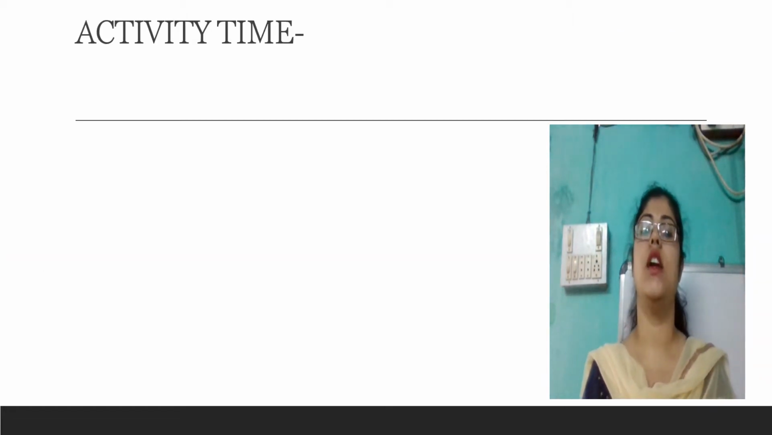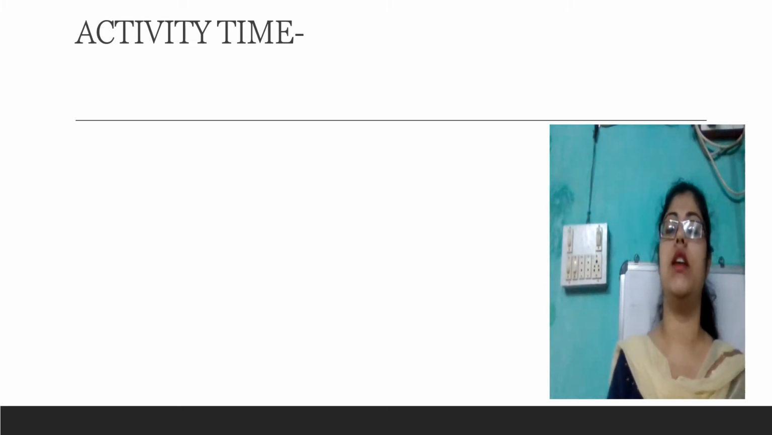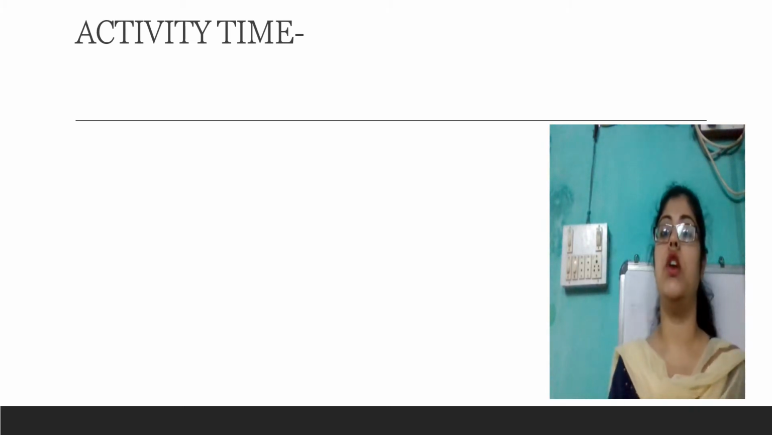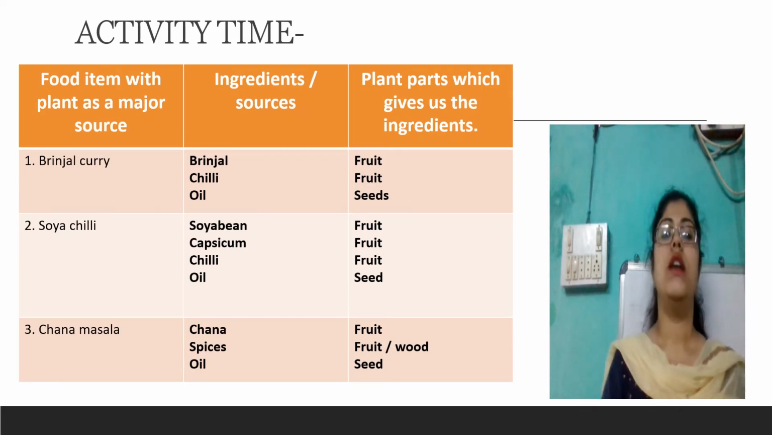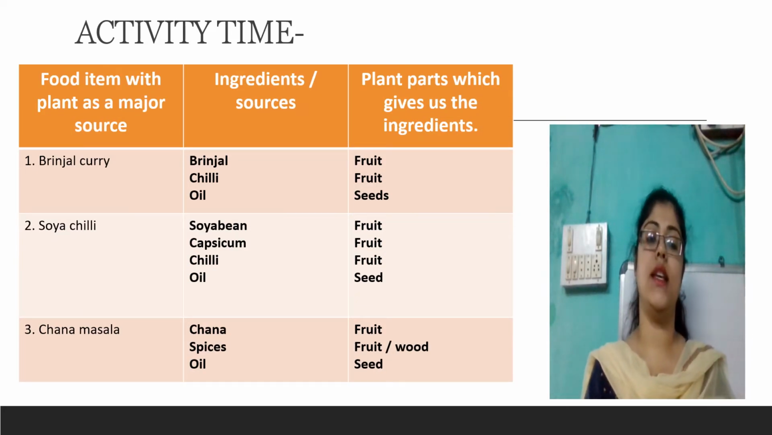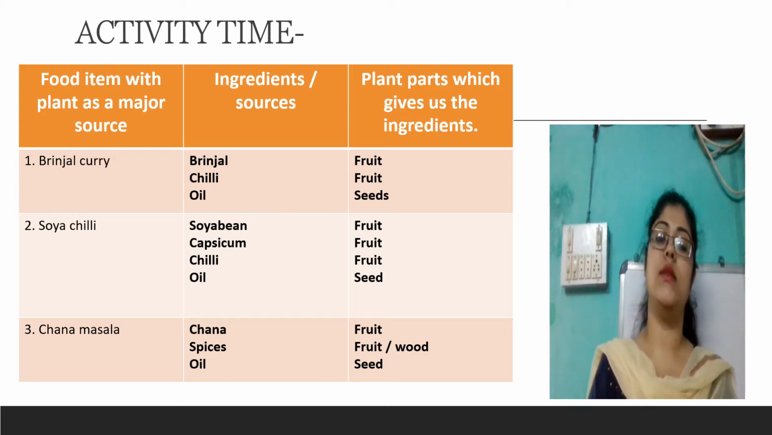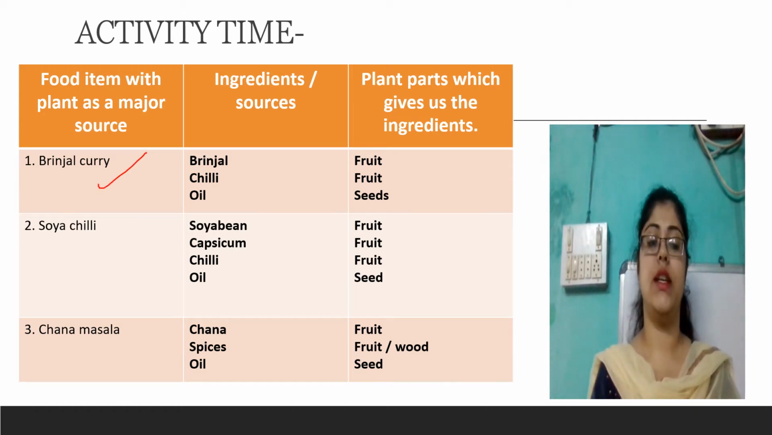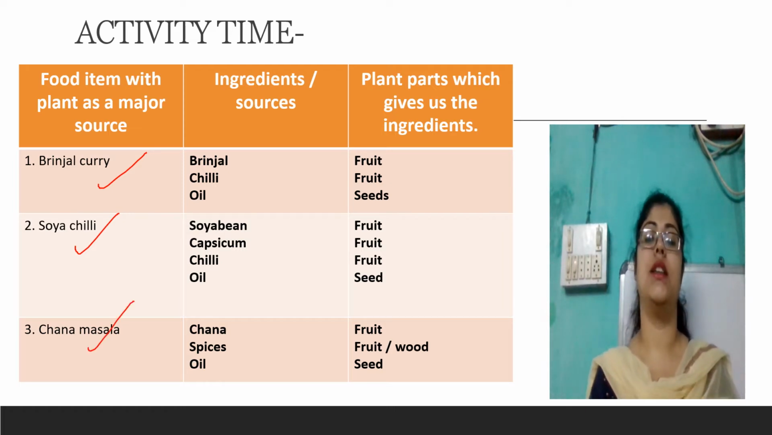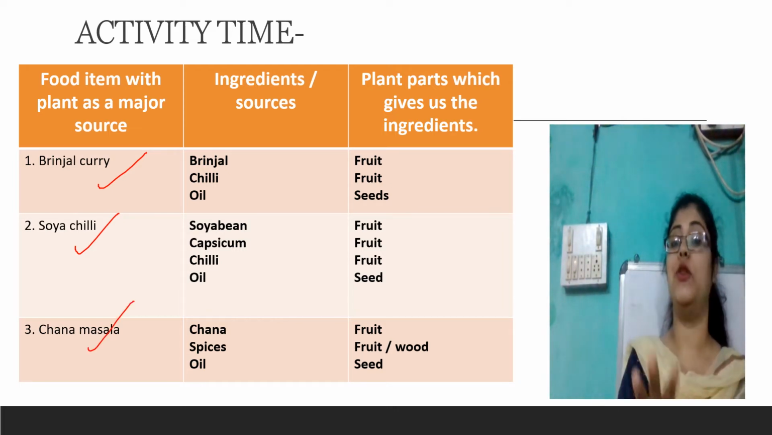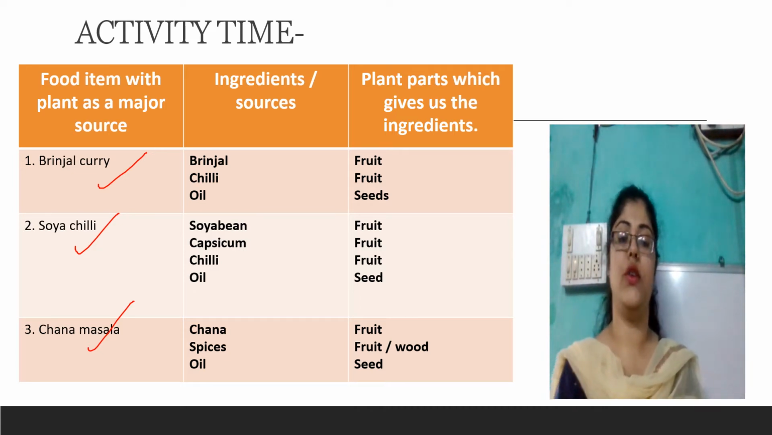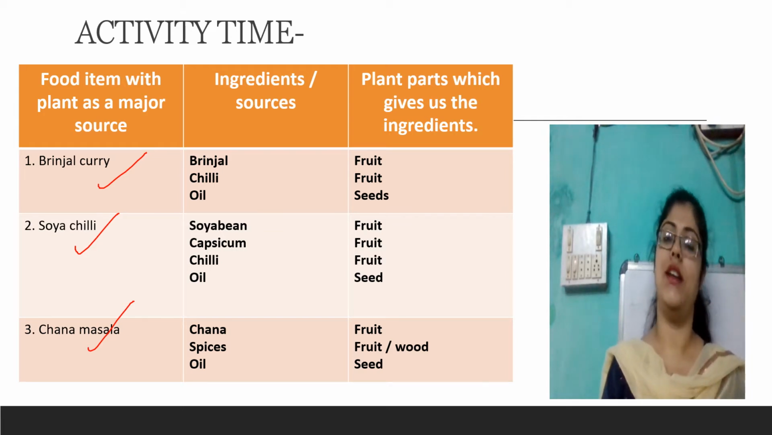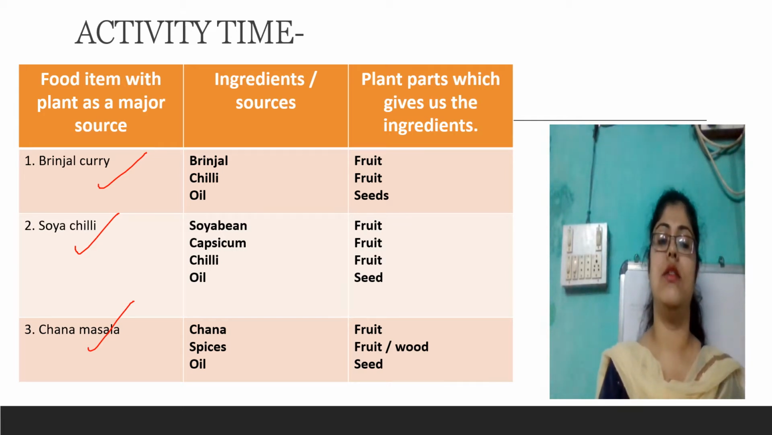So class, here is now activity time. I will show you some activity and meanwhile you have to simply do the same thing and write down in the comment section what you find. Okay, so now let's see it first of all. The activity says that the food items with plants as a major source are like brinjal curry, soya chili, and chana masala. These are very famous foods, and if you belong to a Punjabi family, then you're definitely going to know about these kinds of food items. And if any family, like anyone can eat, these are very usual things.